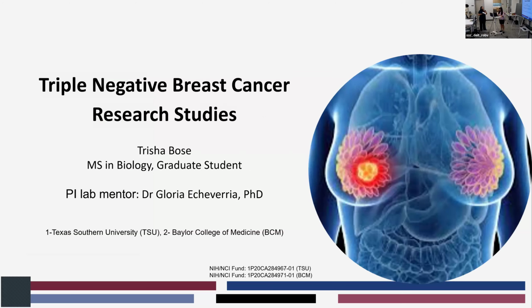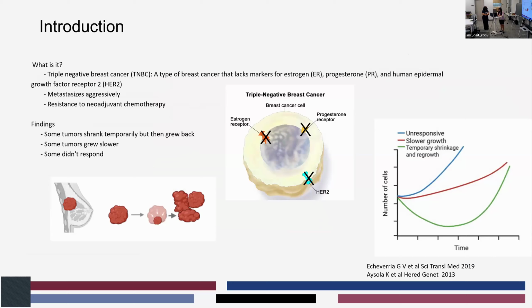So I'm Trisha Bose, and I'm a master's student in biology, and our research is about triple negative breast cancer. So a little background about this. Triple negative breast cancer is a type of breast cancer that lacks the markers for estrogen, progesterone, and the human epidermal growth factor, and it metastasizes aggressively.